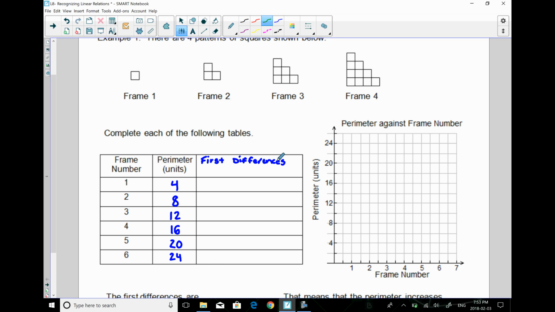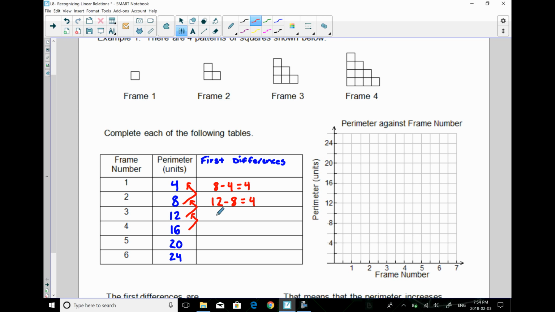They're also called finite differences. First differences, you're basically going to subtract from bottom to top. Always bottom to top. Make sure the frame numbers are in order, so the x variable, or independent variable, is in order. So you would do 8 minus 4, and that equals 4. You would do 12 minus 8. That's also equal to 4.